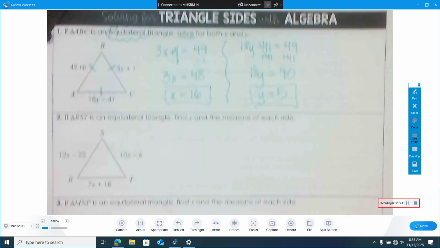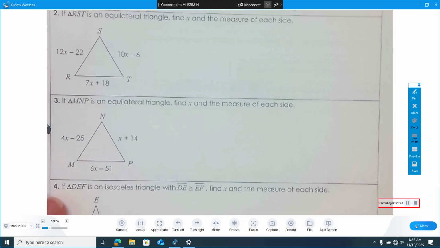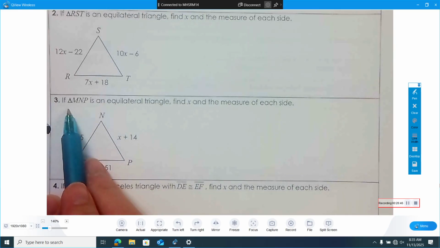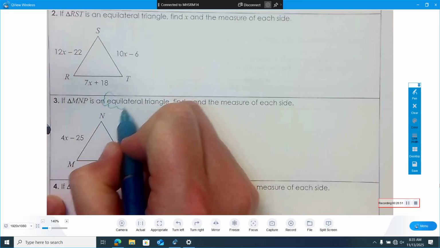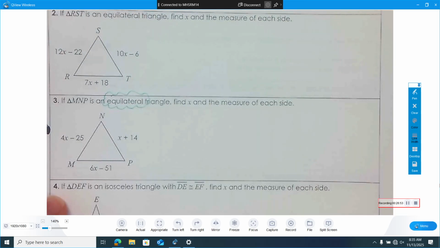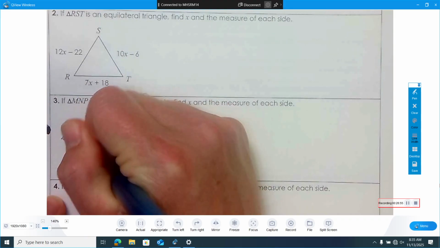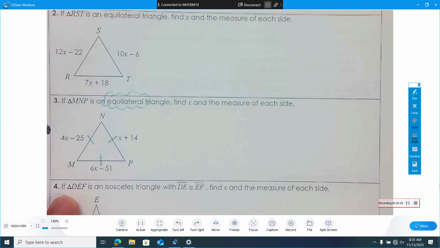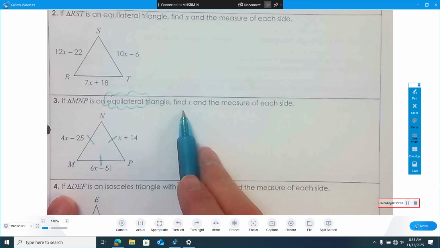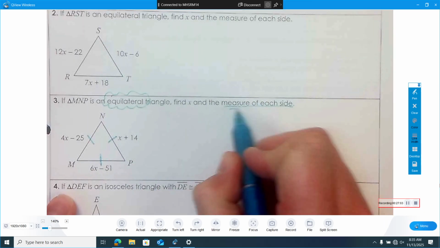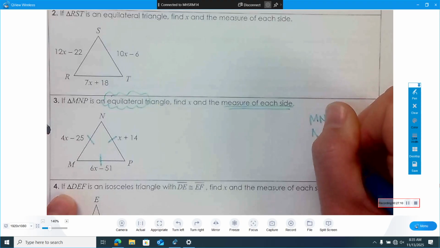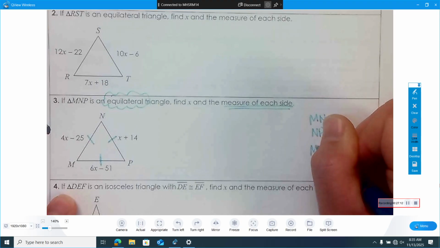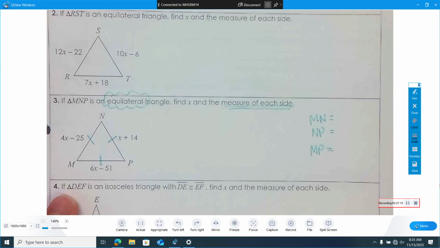All right, let's skip down to number 3. Triangle MNP. MNP is equilateral. What does equilateral mean? All three sides are congruent. Mark your picture. Find x and the measure of each side. So I need to find the measure of MN, I need to find the measure of NP, and I need to find the measure of MP.